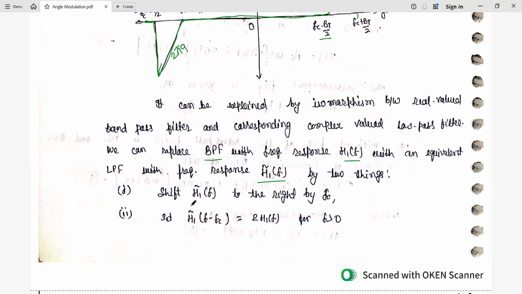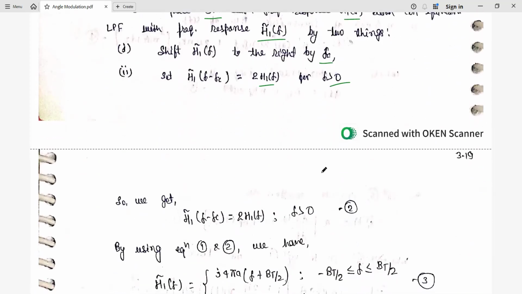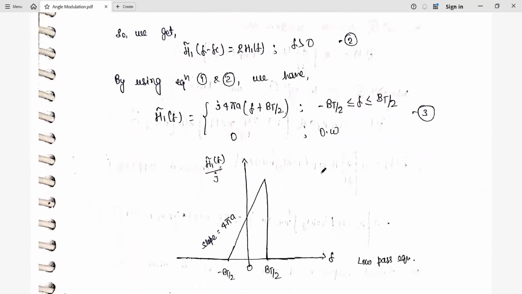If we shift H1 bar of f to the right side by fc, we set H1 of f minus fc bar to be 2 times H1 of f for the positive frequency. These two conditions we have to take care of when we are designing the low pass filter. In that situation, we should get H1 of f minus fc bar equal to 2 H1 of f for the positive frequency.